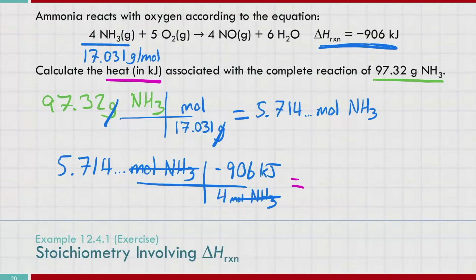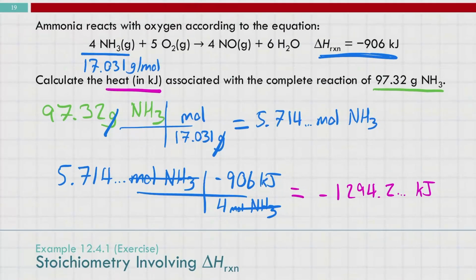The amount of heat is negative 1,294.2... kilojoules. So negative 1,294 might be the answer. It might instead be negative 1.29 times 10 to the 3 kilojoules. On a multiple choice exam, it's going to be one of those two. It won't be both. You'll have one option to choose from.